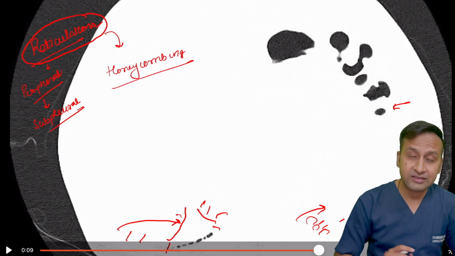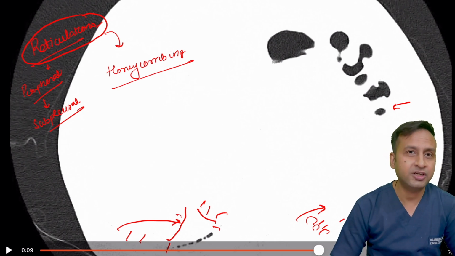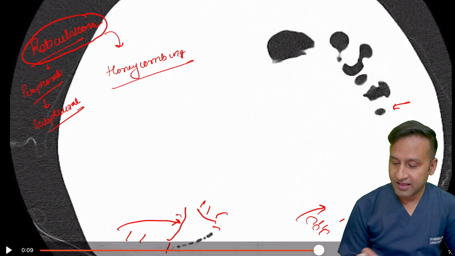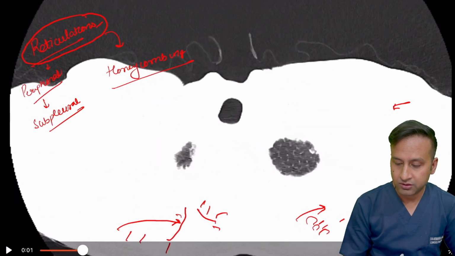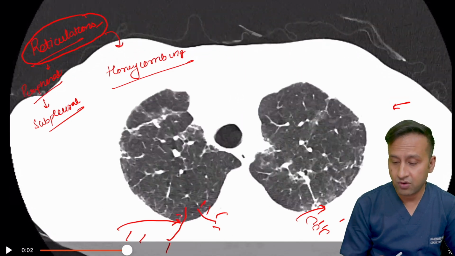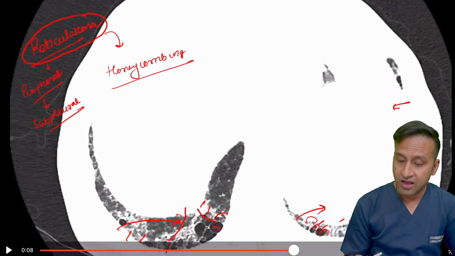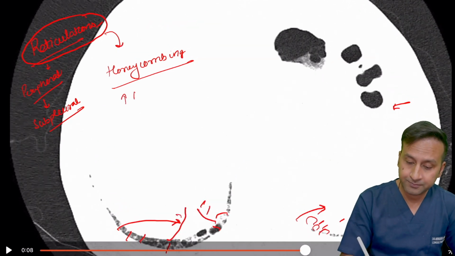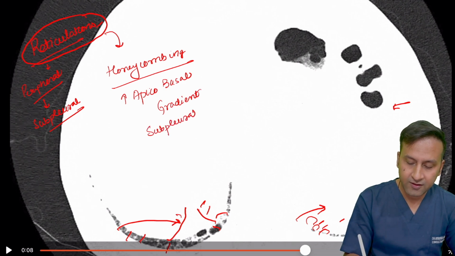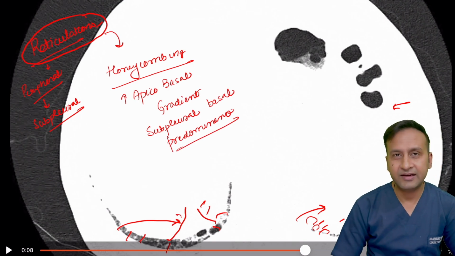One other very subtle point that you might have appreciated is you can clearly see that when I'm going from top to bottom, the lung apices are least involved and lung bases are most involved. So we do have another thing, which is an increasing apico-basal gradient. Some people also call this subpleural basal predominance. So these are the basic findings that we could see in this case.